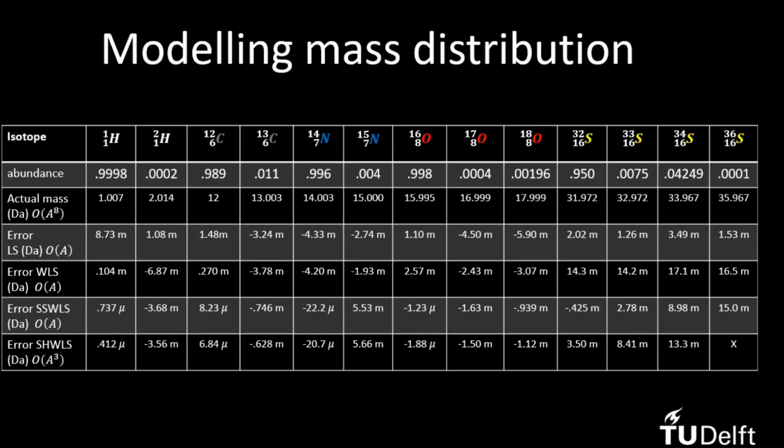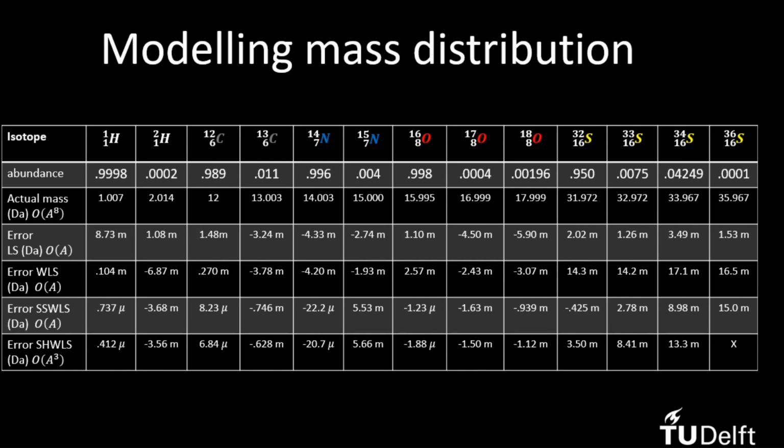But now if you compare this with the same slope weighted least squares, the SSWLS, you'll see actually that for most of the isotopes, the error is reduced by around a factor of 100, sometimes even 1,000. It should be noted, however, that because you have a same slope nonetheless and only a different offset, it will mostly fit for the most abundant isotope.